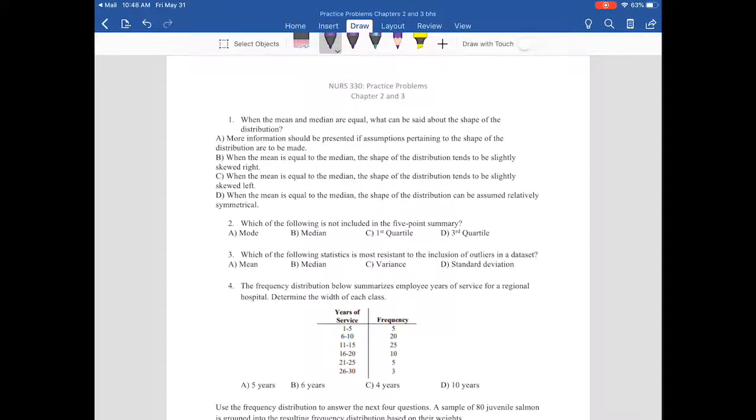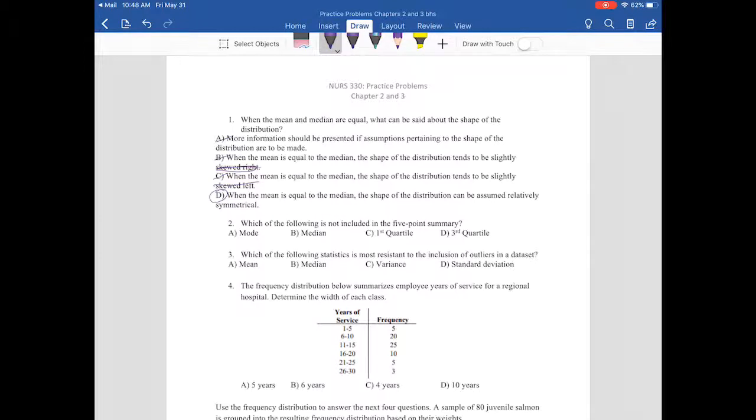So for question 1 here, we have: what are we talking about when the mean and median are equal to each other in the shape of the distribution? When the mean and median are equal to each other, there's not going to be any skew, and the relative shape of the distribution is going to be symmetrical. Therefore, we can cross off C and B because there's not going to be any skew. We know enough information based on the mean and median to tell enough about the shape, so we don't necessarily need more. Of course, more is always wanted, but it's not necessary. So the correct answer here is D.